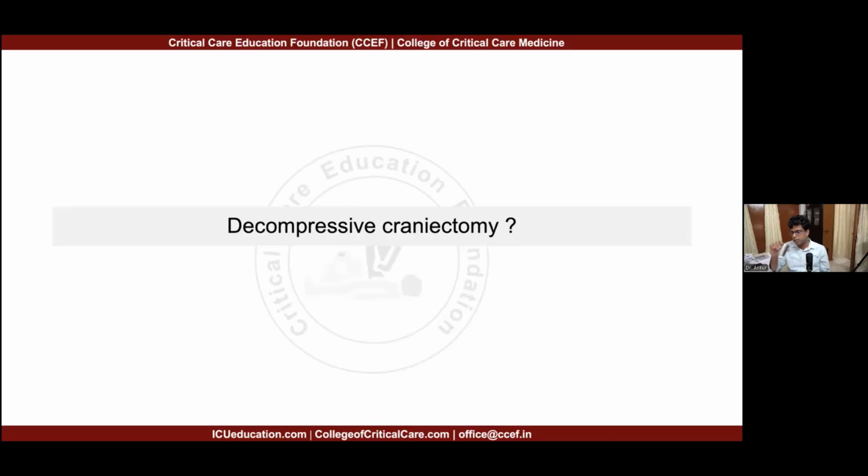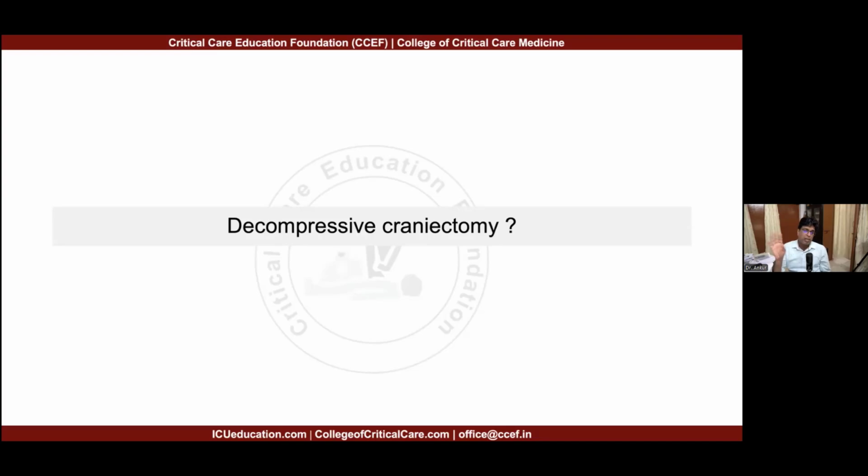Now, decompressive craniotomy timing. What should be the timing of decompressive craniotomy? You have a young patient, GCS 10, 11, there is a slight brain edema. You think whether we should do a craniotomy or we should not do a craniotomy, or there are patients who have raised ICP, should we do early decompressive craniotomy, or should we wait till the patient deteriorates and then do a decompressive craniotomy. So these are the answers.